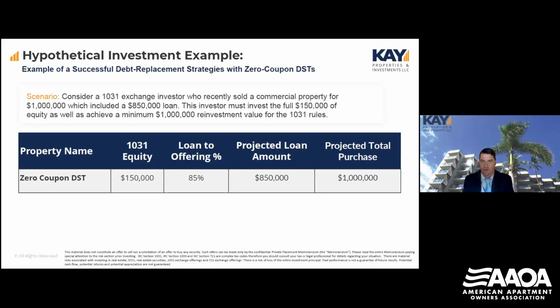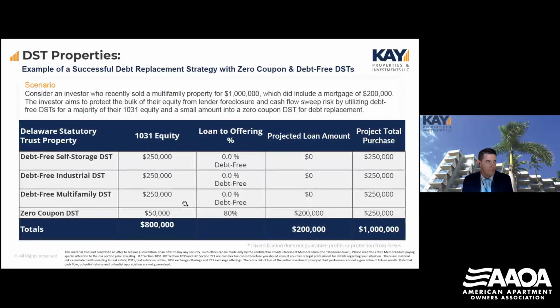So you're basically using the zero coupon to, quote unquote, trap their debt in the DST in a non-recourse long-term loan kind of situation. So in this scenario, we're going to evaluate how you could use a zero coupon to replace your debt and then go into debt-free DSTs for the remaining proceeds.